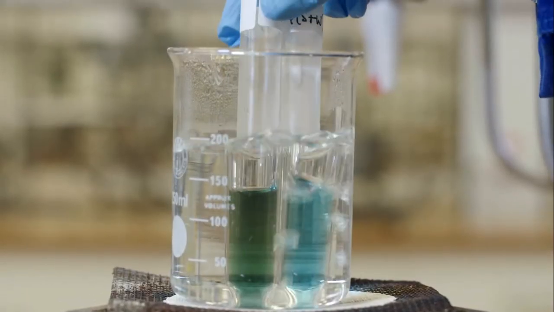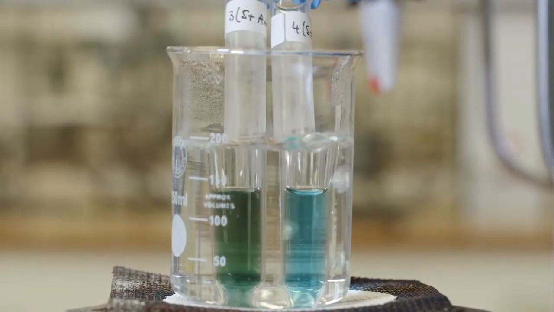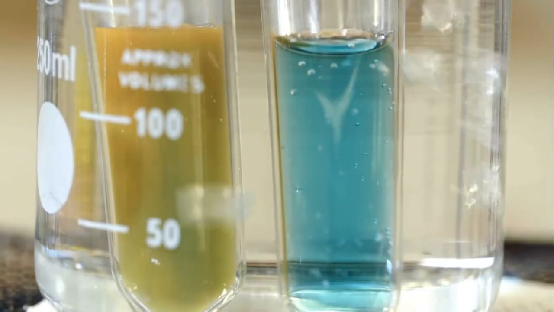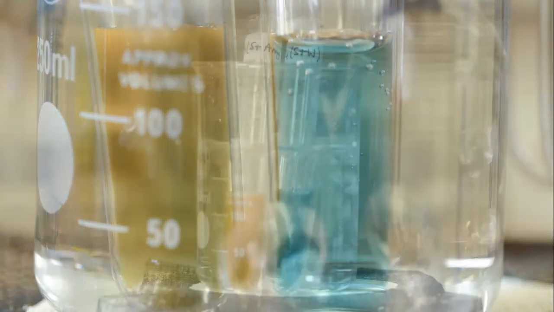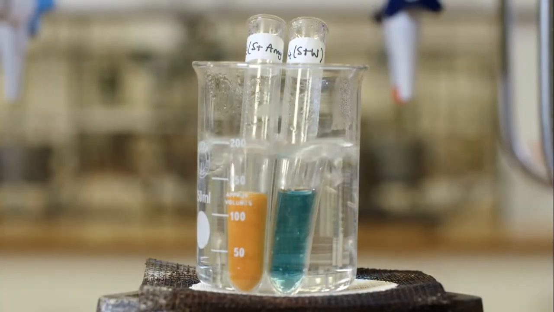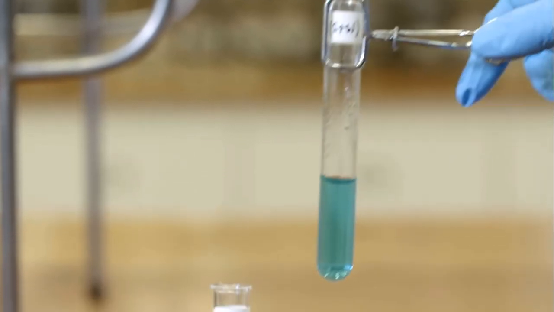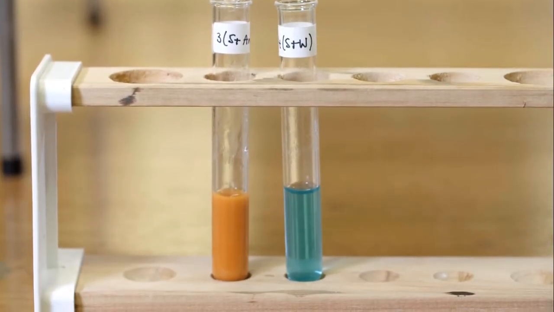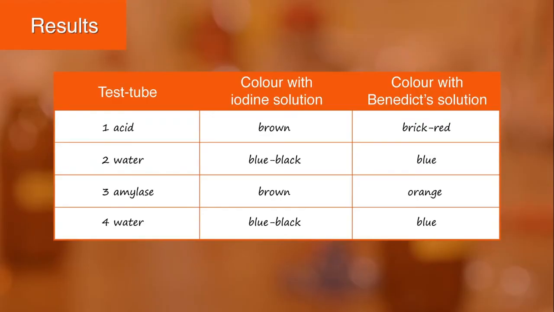The test tubes are added to the boiling water bath, which can now be turned off. When any colour change occurs, the test tubes are removed. An orange-coloured precipitate is observed in test tube 3. There is no change in test tube 4. Both hydrochloric acid and amylase can be used to hydrolyse starch into simple sugars.